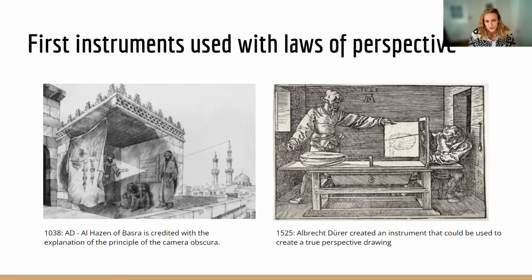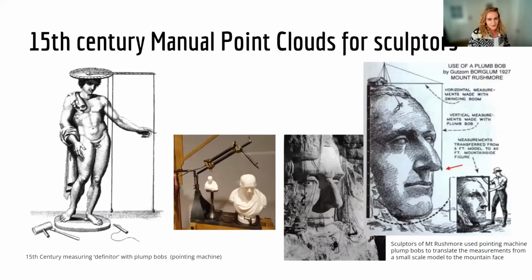And of course, the laws of perspective have also been used in drawing methods. Like in 1525, Dürer created this instrument that can be used to plot the correct proportions of an object in perspective with a set of strings. So you can imagine how people were plotting things back then. And this resulted in what I like to call manual point clouds of the 15th century.